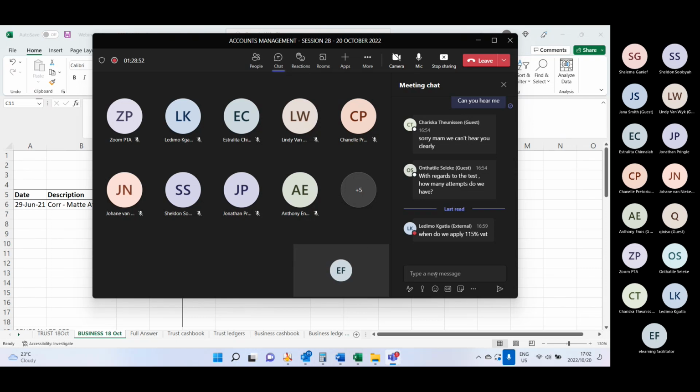Okay, and then I see a question which says, when do we apply 115% VAT? Also, what you need to do on our platform, on the forum, I've put in notes on our assignment. Please go there and check the notes so that the VAT should not confuse you, because I've specified where the fee includes VAT.